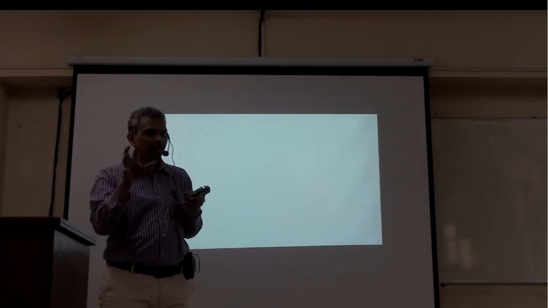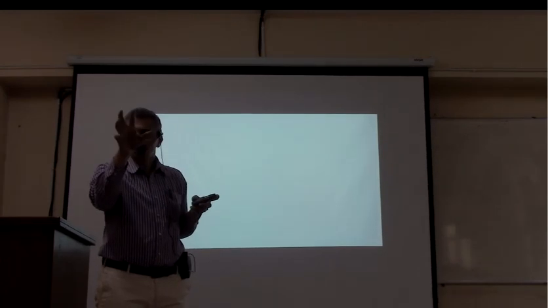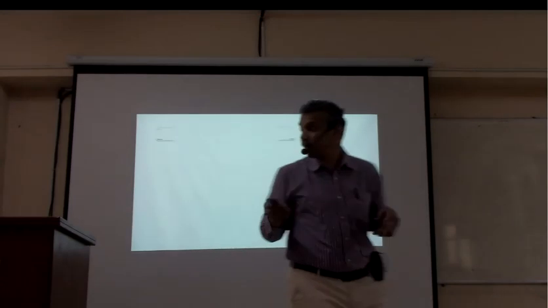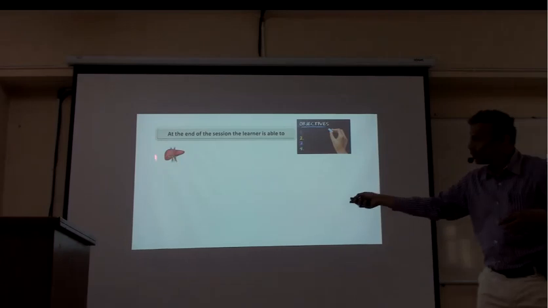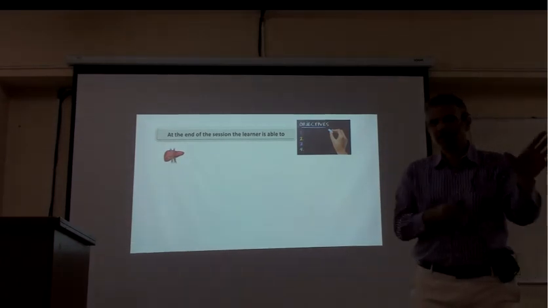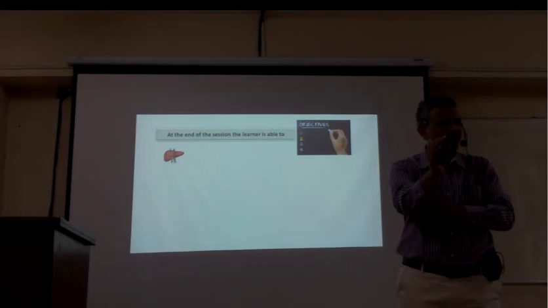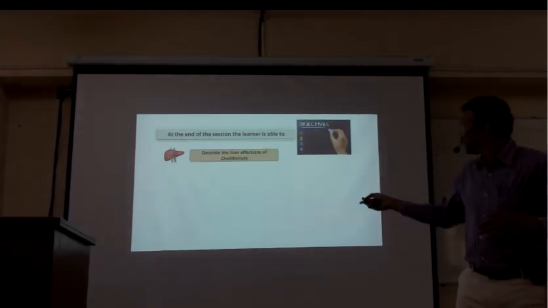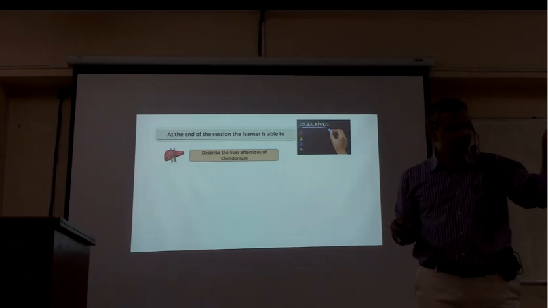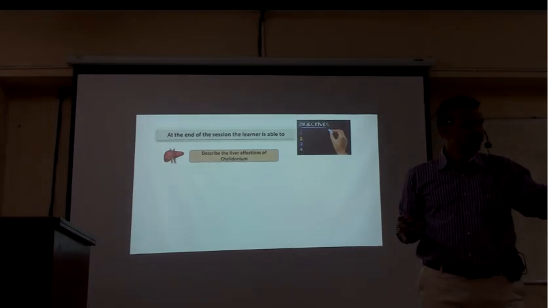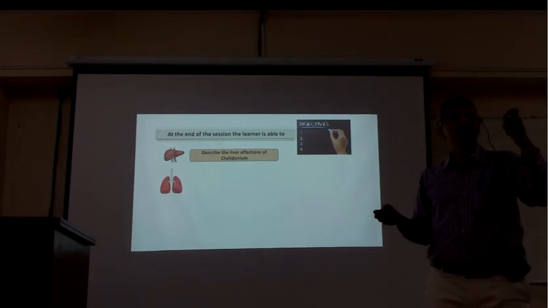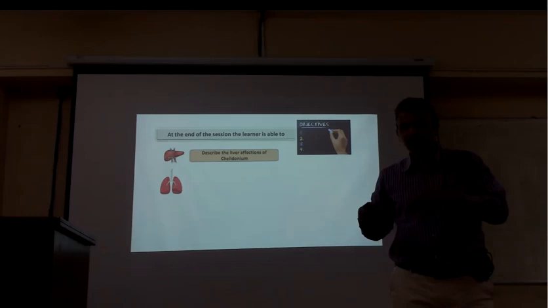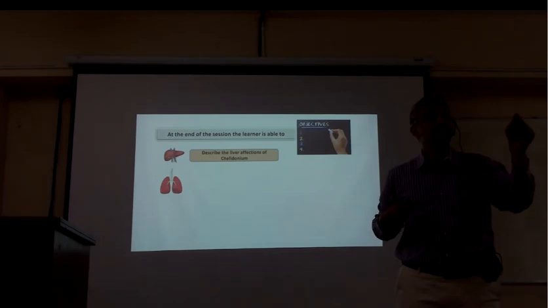If you remember, I have insisted on the following objectives. At the end of the session, the learner is able to describe the liver complaints of Chelidonium. The must-know areas is what we are trying to understand. Hope you had some clarity about the liver affections. Second area is we explored the respiratory system, the lungs. What did we see? Its affinity for the right lung and causing bilious pneumonia.